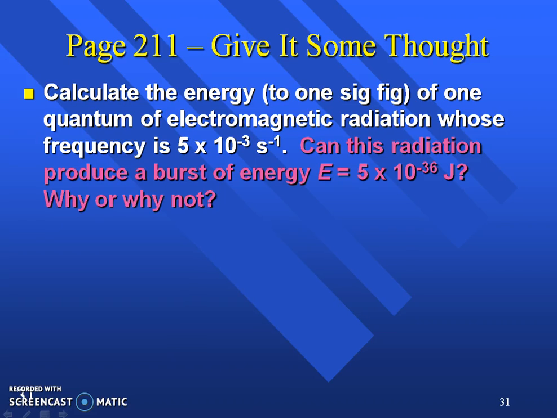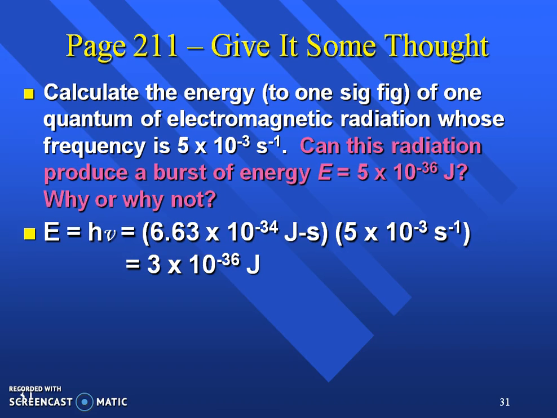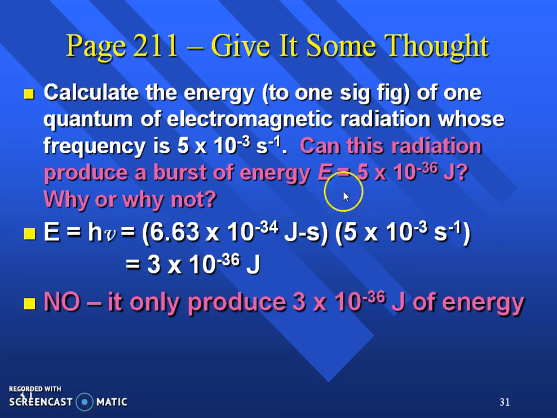Calculate the energy of one quantum of electromagnetic radiation whose frequency is 5 times 10 to the negative third per second, using that equation. Then, can this radiation produce a burst of energy E equals 5 times 10 to the negative 36 joules? Why or why not? If you plug and chug using E equals h nu, you will see that it's 3 times 10 to the negative 36. So no, it cannot produce that amount of energy. It can only produce 3 times 10 to the negative 36 instead of 5. Those are the kinds of problems you'll see.